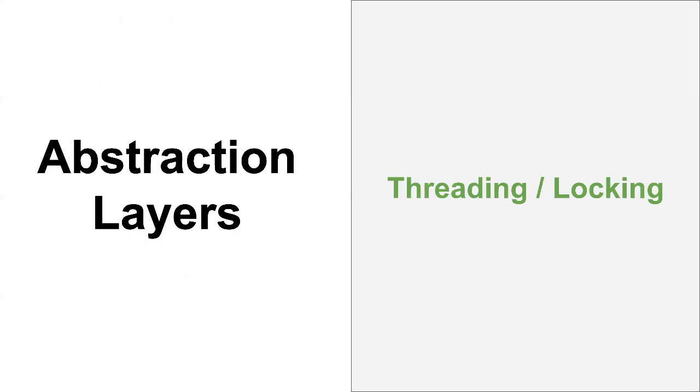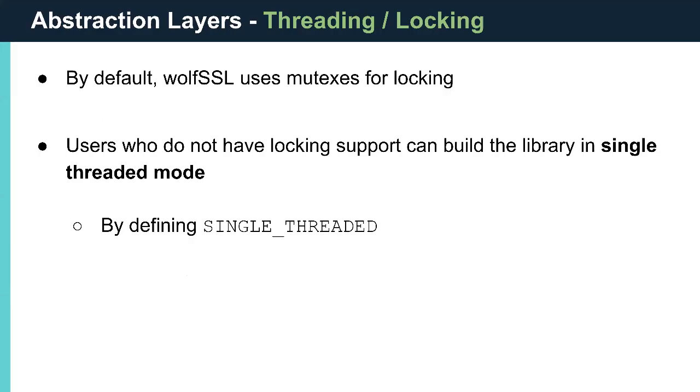So next category is threading and locking. By default, wolfSSL does use mutexes for locking. Some applications or platforms don't have locking support. And if that's the case, you can just build wolfSSL in single threaded mode. Note that if you do build in single threaded mode, the library won't be thread safe any longer.